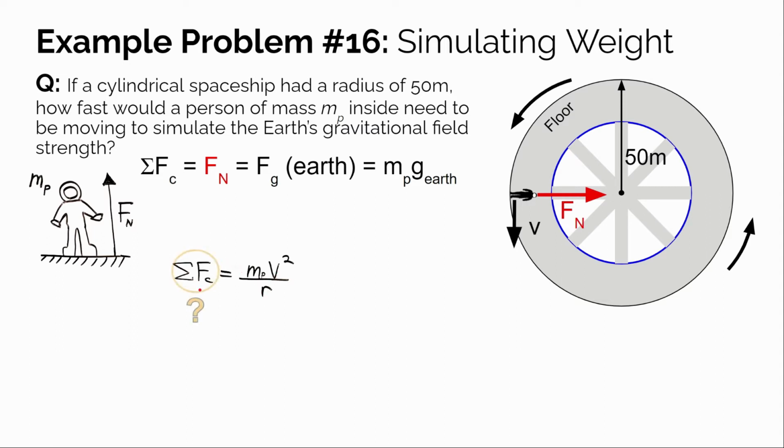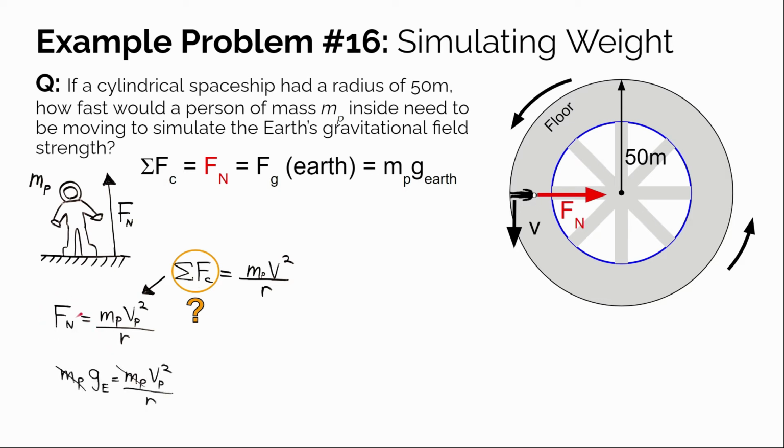Well, in this case, what is equal to the sum of the forces that's pointed towards the center of the circular path on the astronaut? Well, it's just the normal force. So we have the normal force is equal to the mass of the person times the velocity of the person squared, divided by the radius of curvature.